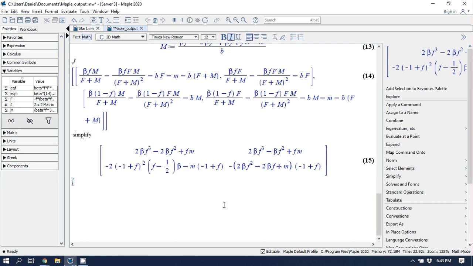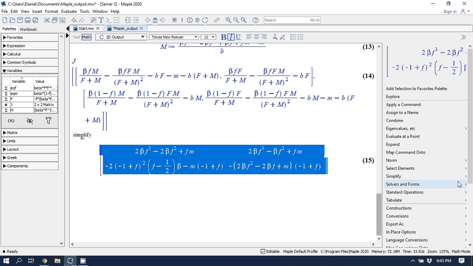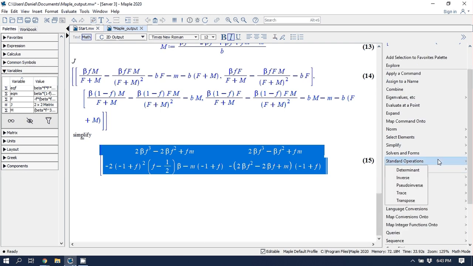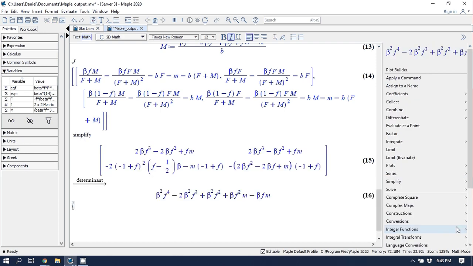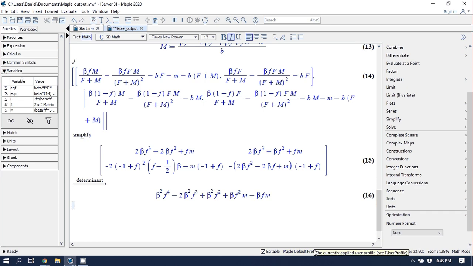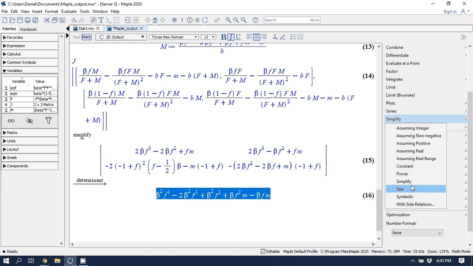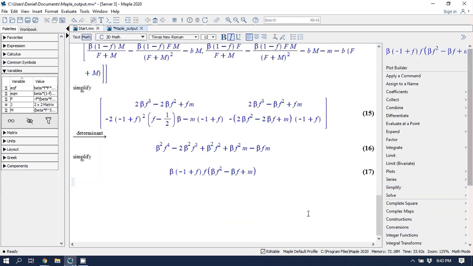We need to find the trace and the determinant. So I'm going to highlight the matrix again, and let's start with the determinant. Not much I can tell. I'm going to highlight it. Let's see if I'm lucky. That will have a nicer expression if, again, I use Maple to simplify it by size. And I'm lucky in the sense that Maple managed to factor this nicely.